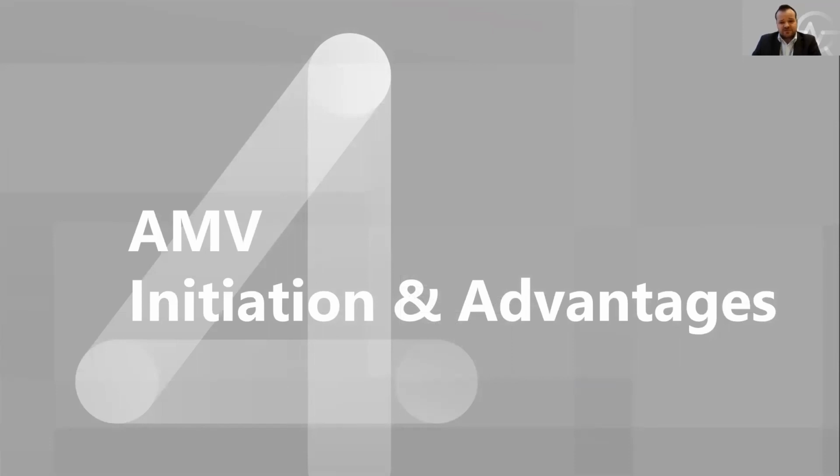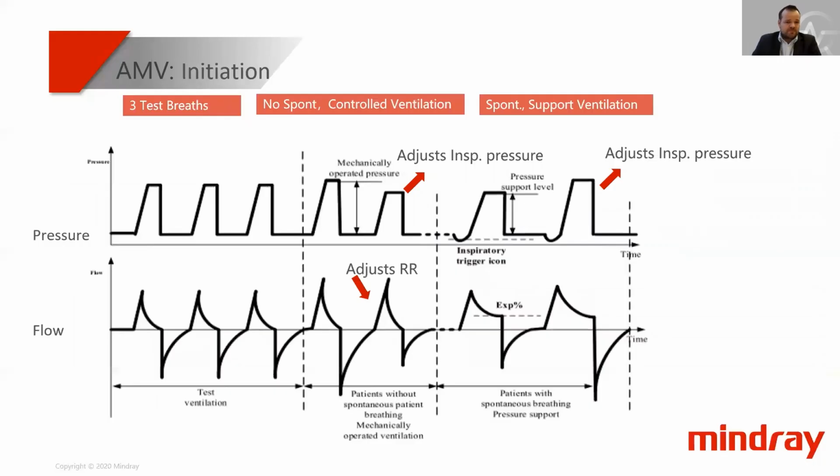What happens after starting the AMV? Always at the beginning of the AMV mode operation, the system does 3 test breaths that allow to understand the status of the lung and the patient. Then, depending on the patient activity, the ventilation is controlled by the ventilator or supported according to the patient efforts. Parameters like respiratory rate and pressure are adjusted automatically to ensure the desired output with the minimal work of breathing.